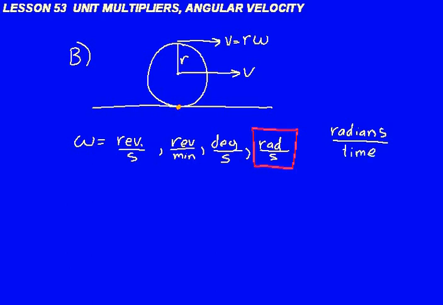So if you had revolutions per second, let's say you're going at 6 revolutions per second, you would need to use a unit multiplier and say, well, there are 2 pi radians in one revolution around a circle. Cancel those revolutions, and you would have 12 pi radians per second.